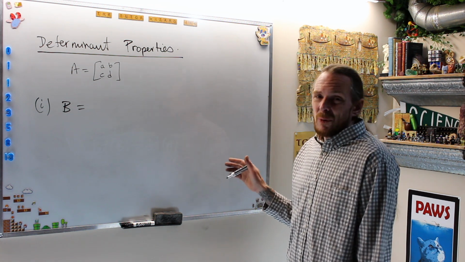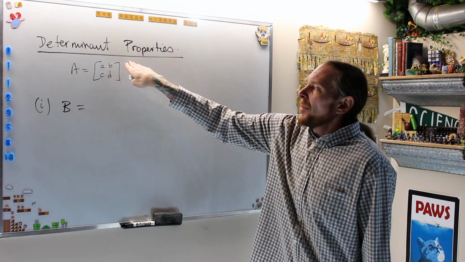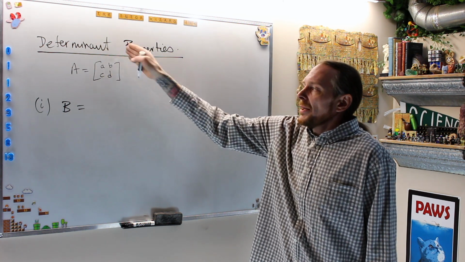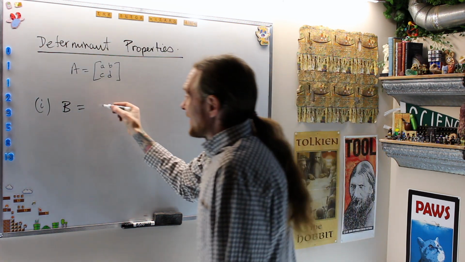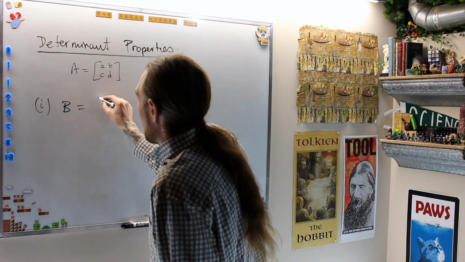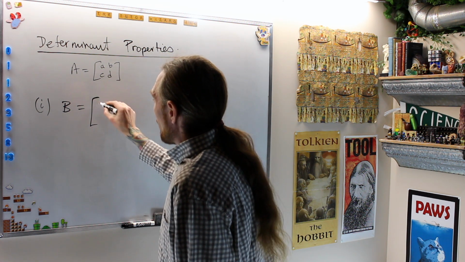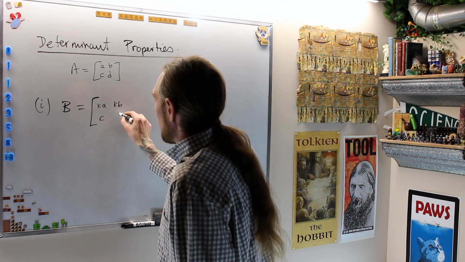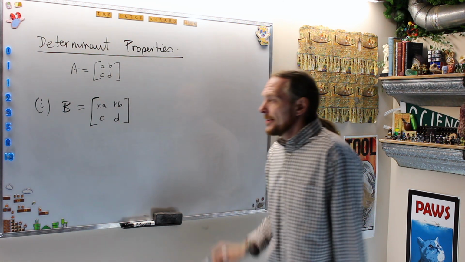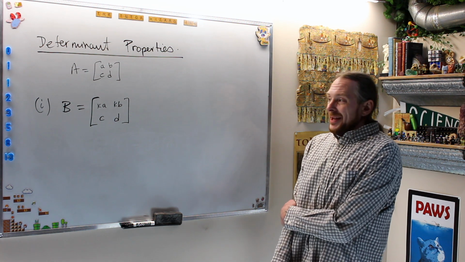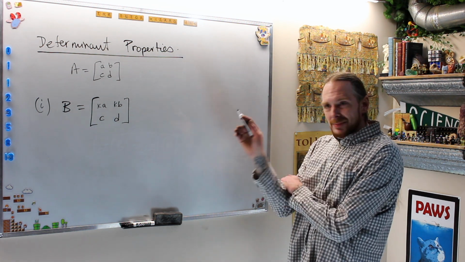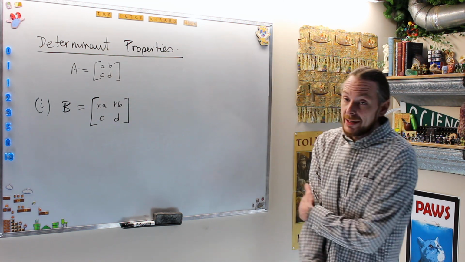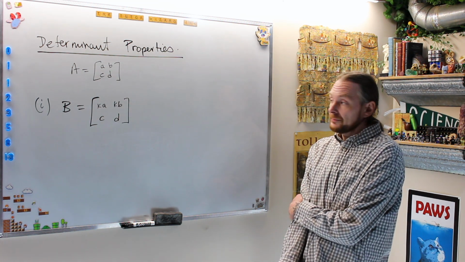So in this case, we have 4 choices. We could multiply row 1 by K, or row 2 by K, or column 1 or column 2. Let's do row 1 and column 2. Let's say B is obtained from A by multiplying row 1 by K. So we're going to have KA, KB, and then C, D. This is the matrix B, which was obtained from A by multiplying row 1 of A by a number K, which is not 0.